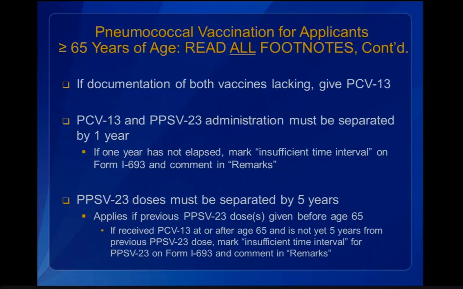Give the conjugate vaccine. You don't have to have the person come back, because they actually have to wait a whole year to get the polysaccharide vaccine. They don't have to come back for the other one. Of course, you only give the PCV if they don't have contraindications. But that's how you start them out, and that's the one that should be given first. And as we say here, the administration between these has to be separated by a year. If 1 year hasn't elapsed, just mark insufficient time interval on the form and comment in remarks.